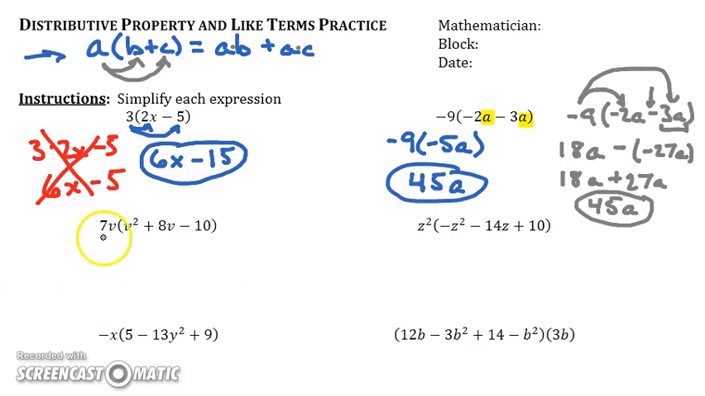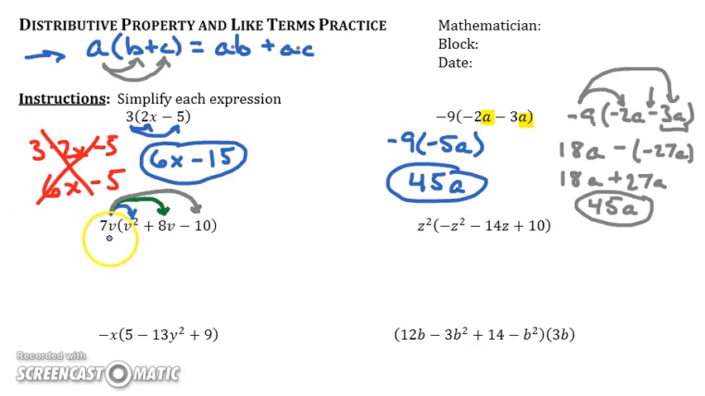The next one, 7v times v squared plus 8v minus 10. Now whenever you have a v or some other variable, you have to be very careful about your powers. Make sure that you are simplifying your powers correctly. So we're going to distribute this 7v times v squared, and I'm going to do each of these in a different color this time. 8v is having 7v distributed to it, and then I also have 7v distributed to 10.